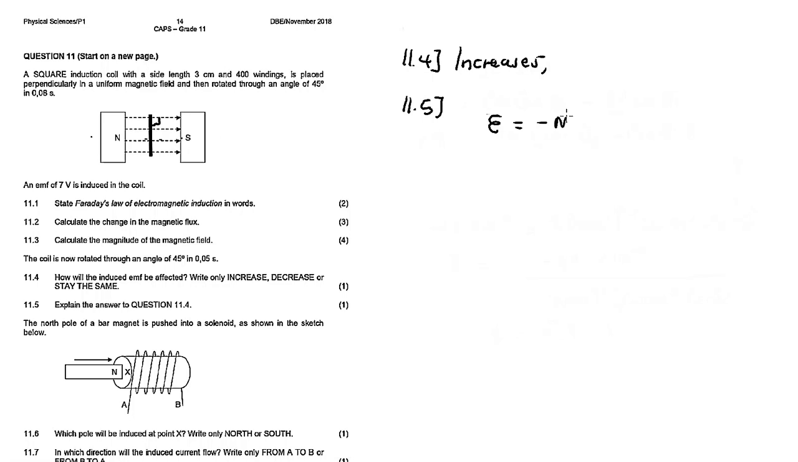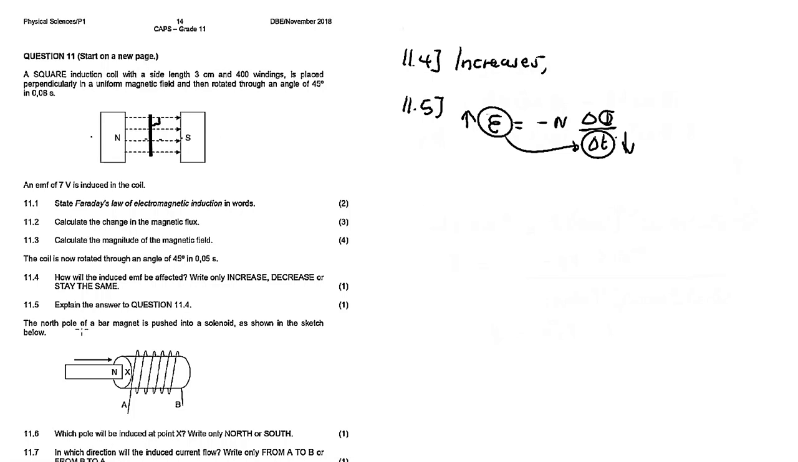So it's minus N change in magnetic flux over time. We see that the EMF is inversely proportional to what? To time. So a decrease in time increases the EMF. Hence the EMF increases at 11.4. That's the answer we provide. Because they are inversely proportional, an increase in one means a decrease in the other.